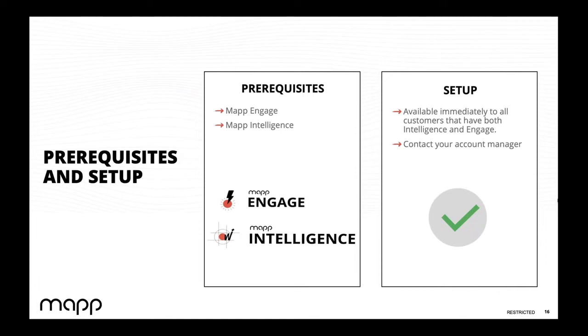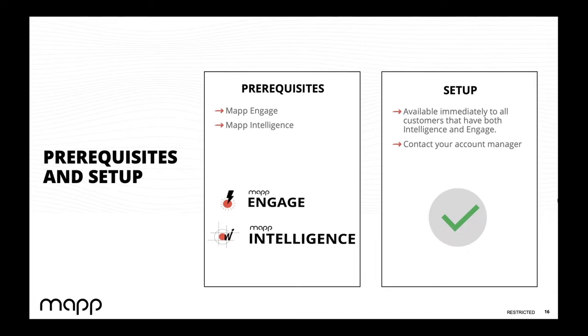Okay, the question is what you have to do to get this. How can you get this cool thing? You have to have Mapp Engage and Mapp Intelligence. And once you purchase this combination, it will be available immediately in your system, and you can perform these use cases. In order to get it, just simply contact your account manager to get an upgrade to Mapp Intelligence.